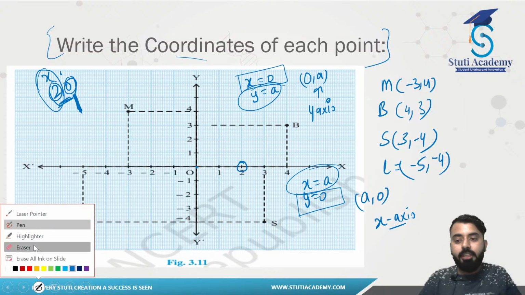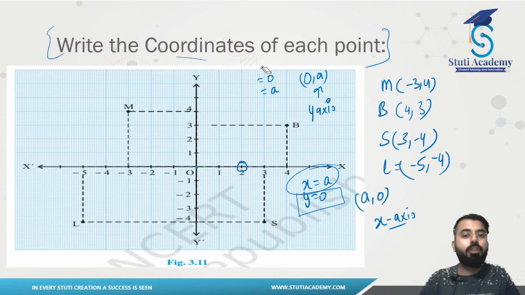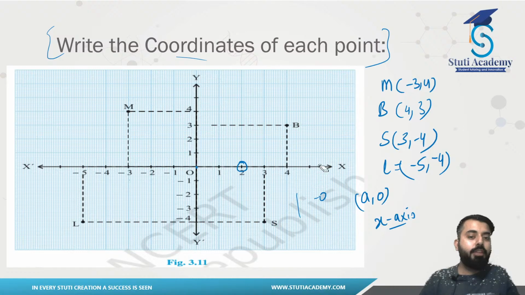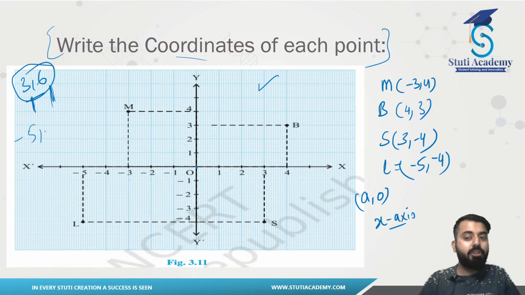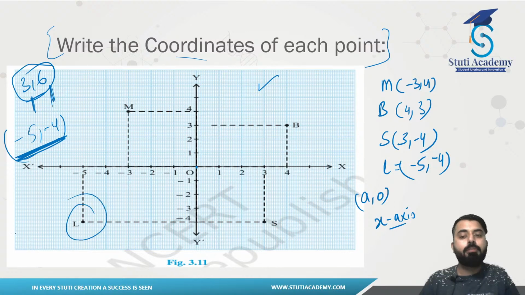So let me just erase this and quickly ask you a question based on our earlier concept. If they had given you a coordinate 3 comma 6, and asked in which quadrant that point will lie, you see your x is positive, your y is positive, so that will be here. If they had asked where minus 5 comma minus 4 was, both of them are negative and it should be here.